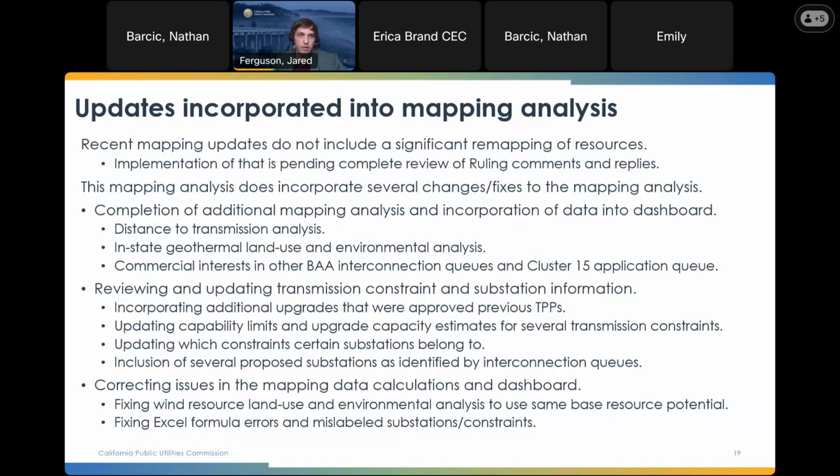And finally, also have been working on fixing some of the calculations and data sources that feed into the mapping analysis. For example, for a lot of the wind resource analysis in the preliminary results, we were using 2 different base resource potential data sets. That's actually factoring into an ongoing analysis with respect to land use that we will be talking about a little bit later. Next slide, please.